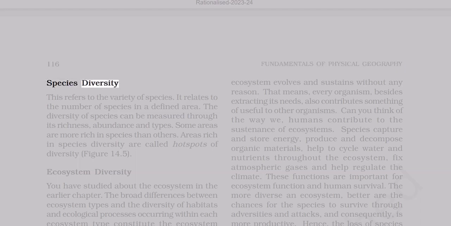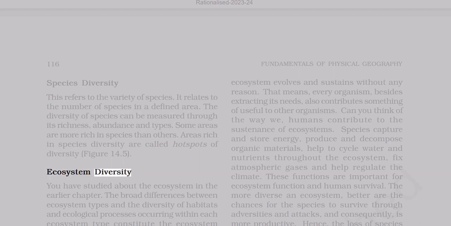Species diversity. This refers to the variety of species. It relates to the number of species in a defined area. The diversity of species can be measured through its richness, abundance and types. Some areas are more rich in species than others. Areas rich in species diversity are called hotspots of diversity, figure 14.5.